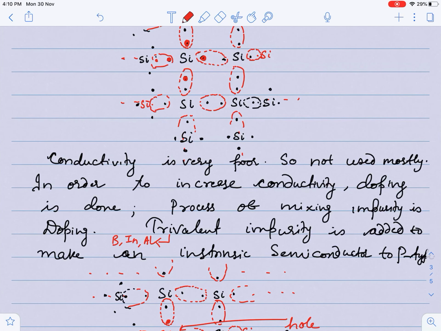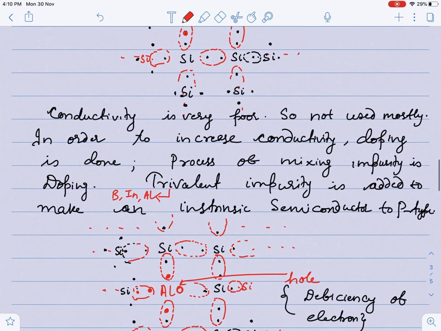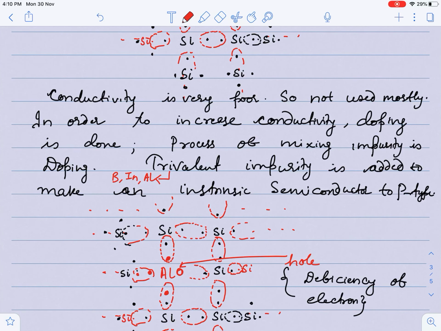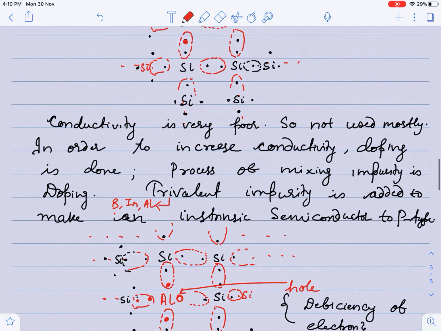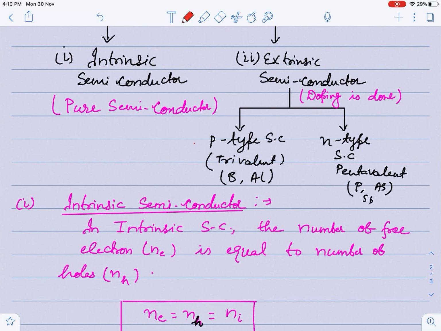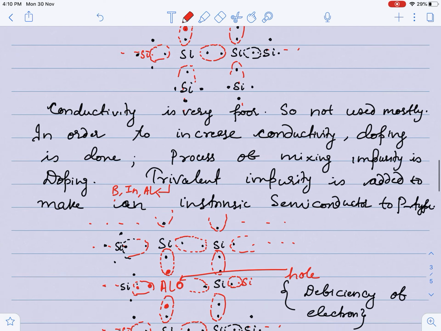To increase the conductivity, I already discussed earlier, doping is done. Doping is the process of mixing impurity. So we can add two types of impurity, guys, trivalent impurity and pentavalent impurity. When we add trivalent type of impurity, P type of semiconductor we will obtain. Trivalent is boron, indium, aluminium, and trivalent impurity is added to make, that I have already written, guys, P type semiconductor. Okay, so that is P type semiconductor.